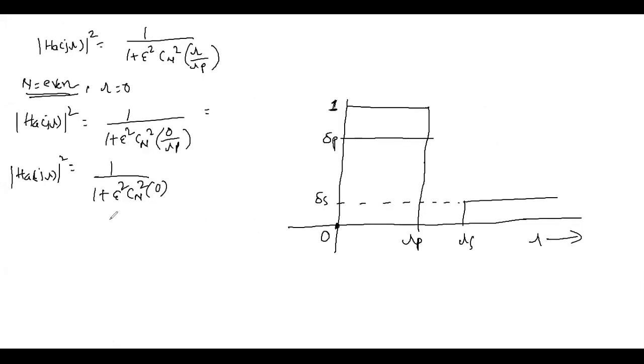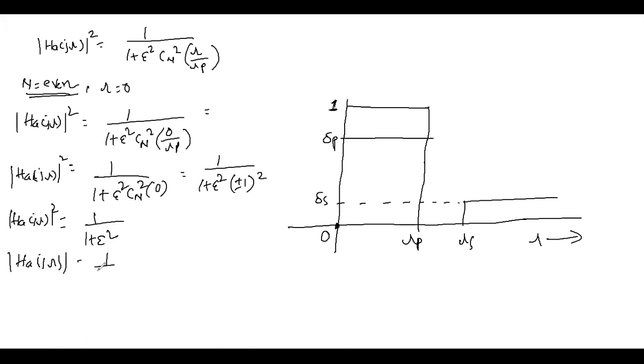Now see, here n is even, so it equals 1 by 1 plus epsilon square times plus or minus 1 whole square. That is, the magnitude square of H(j omega) equals 1 by 1 plus epsilon square, or the magnitude of H(j omega) is 1 by square root of 1 plus epsilon square. This is very, very important. I will show you here.